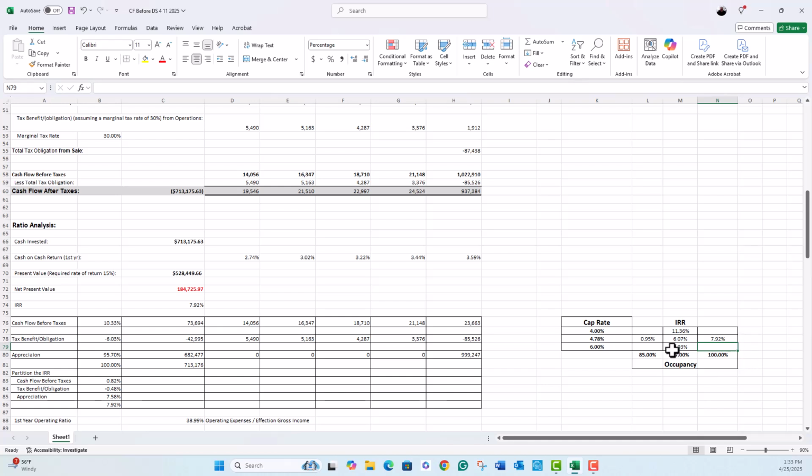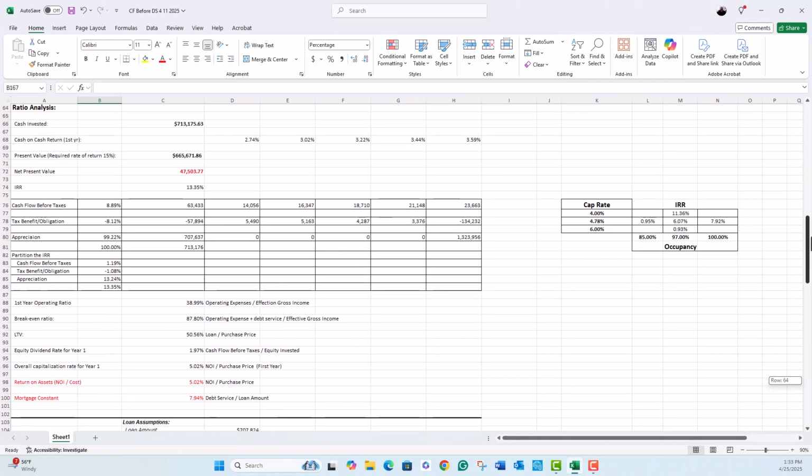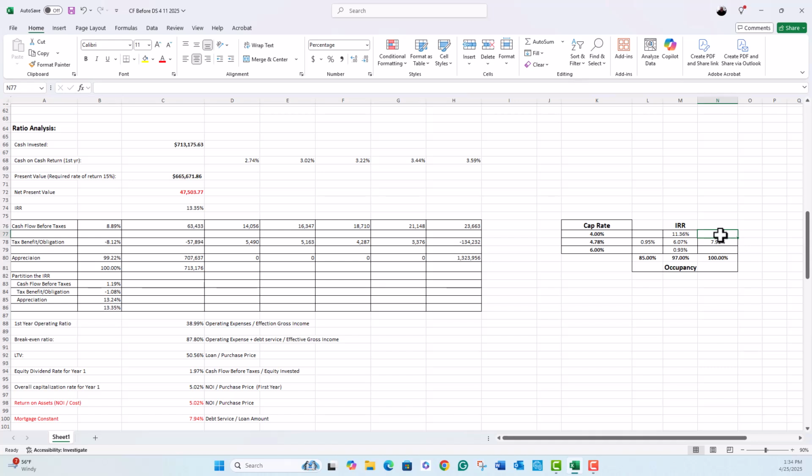All right. So let's go to the best case scenario. Let's see. We have it at 100% occupancy right now. Let's change it and look at a 4% cap rate at the end of year 5. Okay, and that is the cap rate that will be used at the end of year 5 to calculate the sales price. If that's the case, the maximum internal rate of return is 13.35%. That's the highest we can achieve with this property.